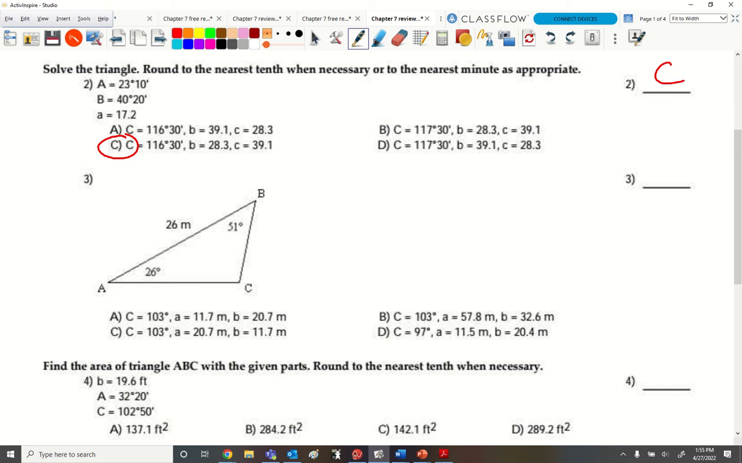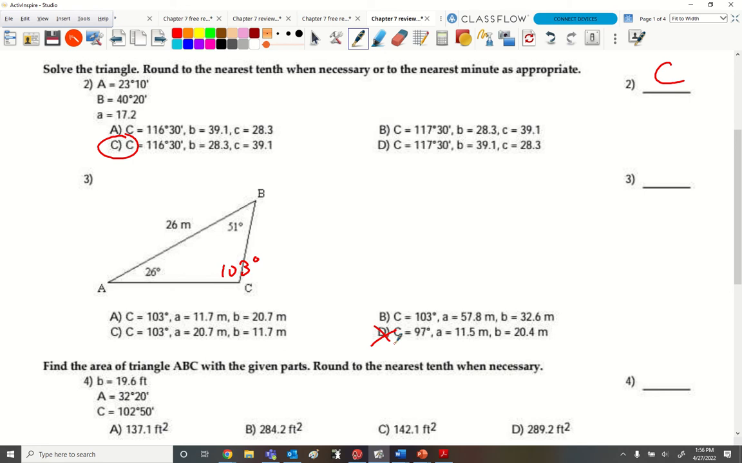Now, let's take a look at number 3. What was the first thing I should solve on number 3? Angle C. Very good, because I can subtract from 180. Please do that right now. The answer is 103. So we know it ain't D.